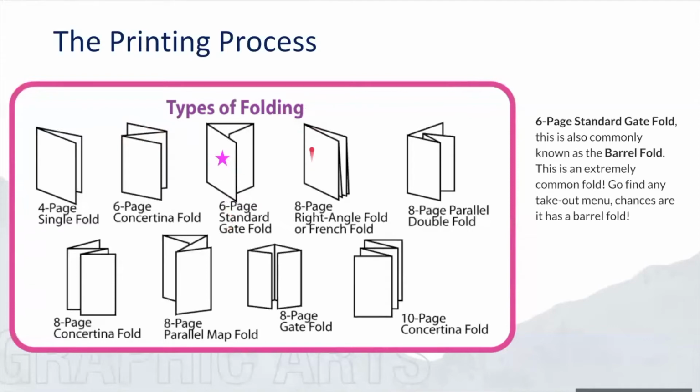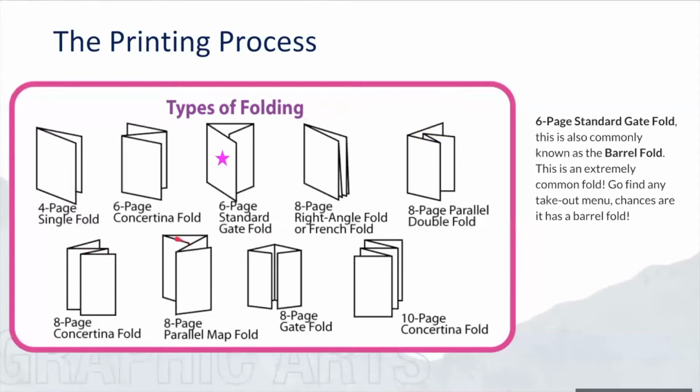So again, the large piece of paper is folded down and then folded in half. Or you have an 8-page parallel double fold. So you can kind of see how the fold goes. You fold it in half, then you fold it in and fold this around it. 8-page concertina fold, just like this. It kind of looks like the letter M when you're done. An 8-page parallel map fold.